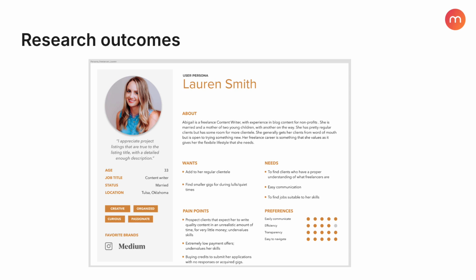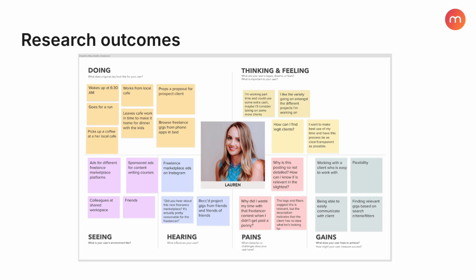A user persona like this becomes a reference point throughout the project. Whenever we make a design decision, we can ask, would this make sense for Lauren? And finally, let's look at another way to visualize our research. This is an empathy map for Lauren. An empathy map helps us step into the user's world. It shows what they're doing, seeing, hearing, and feeling, as well as their challenges and goals. It reminds us that behind every survey response is a real person with motivations and frustrations.